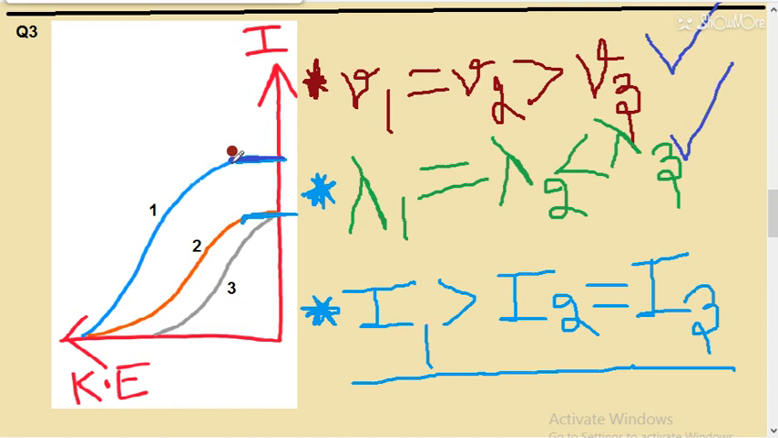Now to find the relation between 2 and 3, see this graph. The photoelectric current is the same for radiation 2 and 3. So intensity 2 is equal to intensity 3, but intensity 1 is greater than intensity 2 and 3. So we can combine the relation I1 greater than I2 equal to I3. This is relation number 3 for intensity.